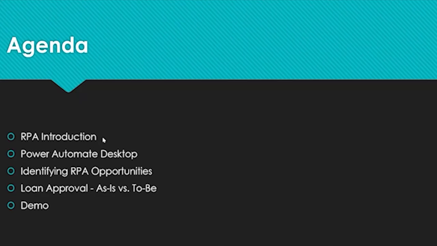Let's cover off the agenda of what we're going to be doing in this video. We're going to start off with an RPA introduction. We're going to get into Power Automate Desktop and then discuss quickly some of the methods you can use to identify RPA opportunities. And finally, we're going to talk about the loan approval process, compare a traditional loan approval process with a modern automated one. And then finally, we'll provide you with a demonstration.